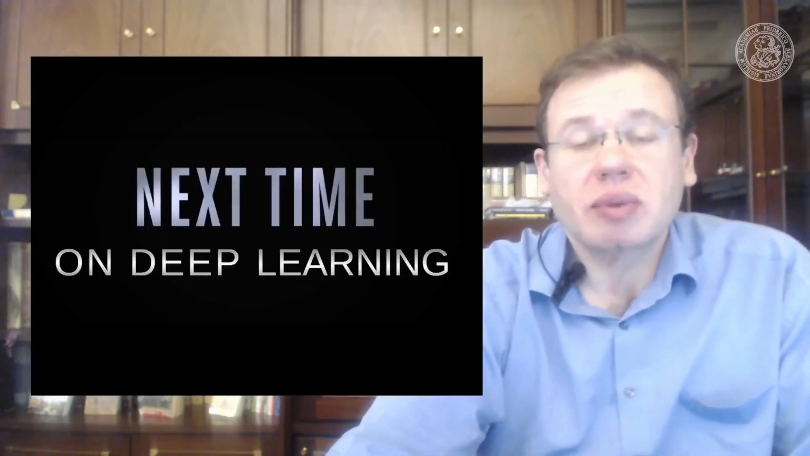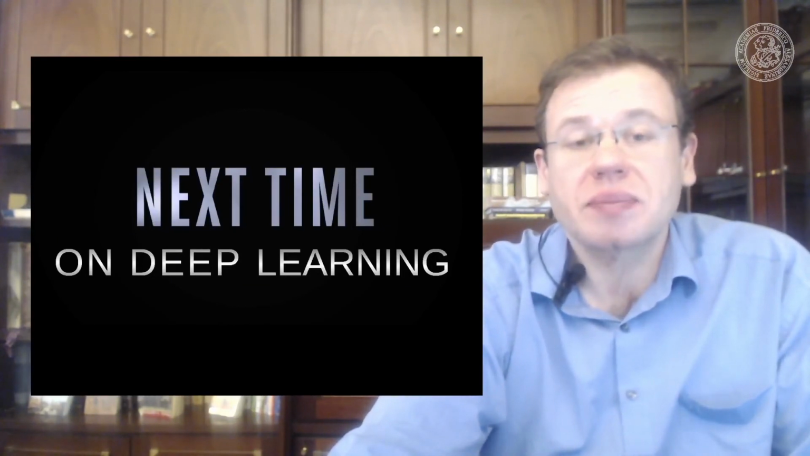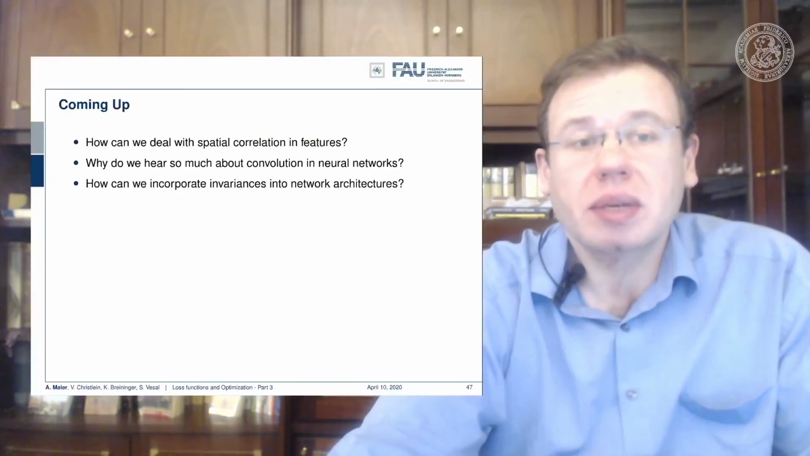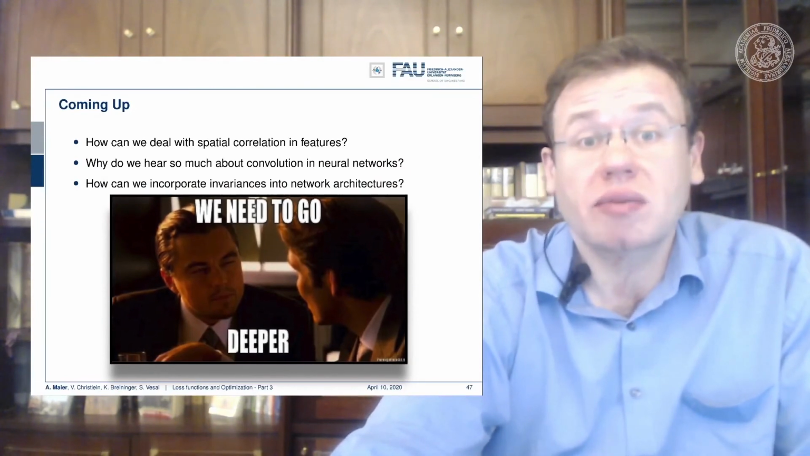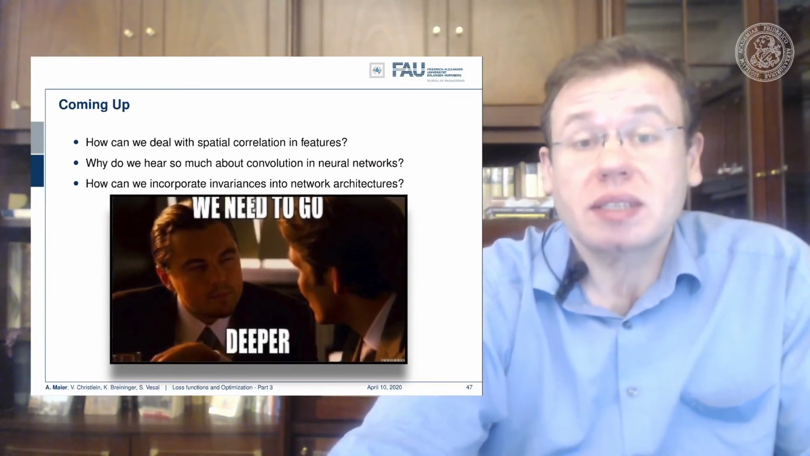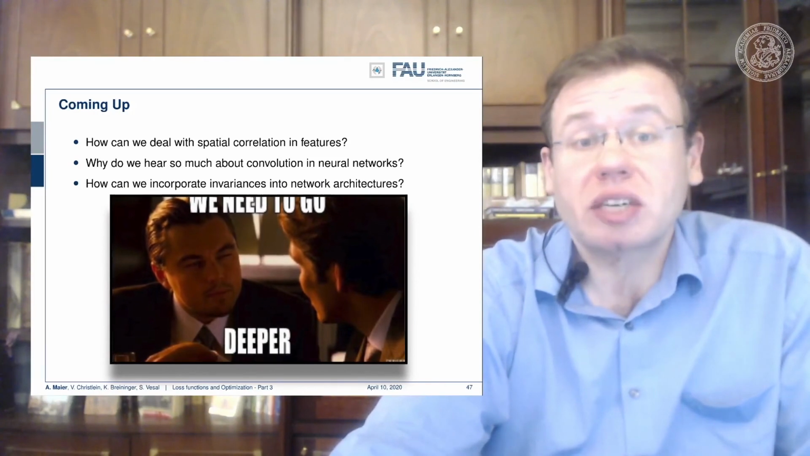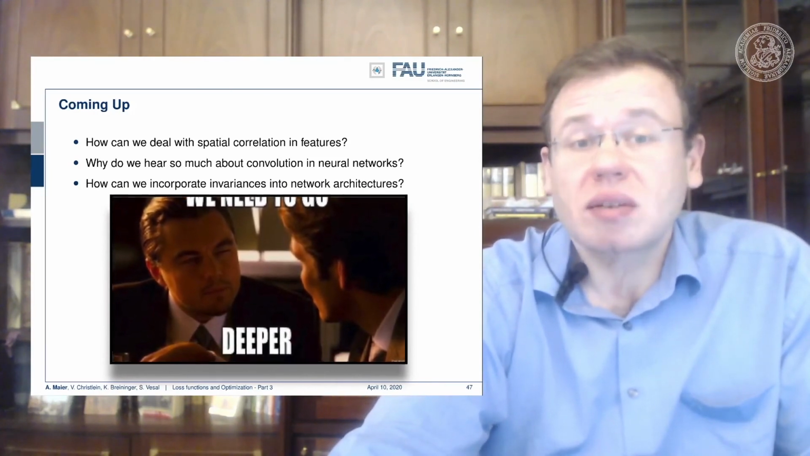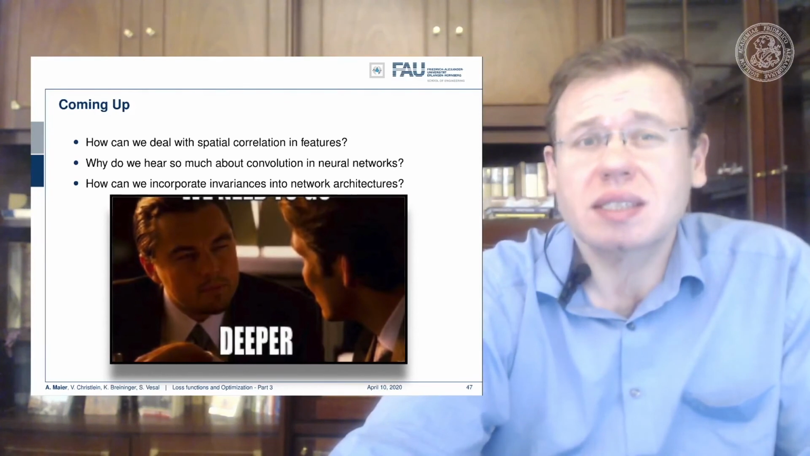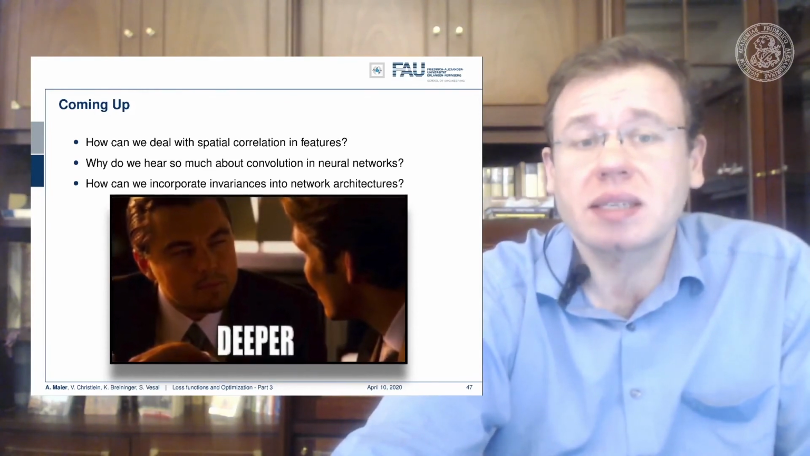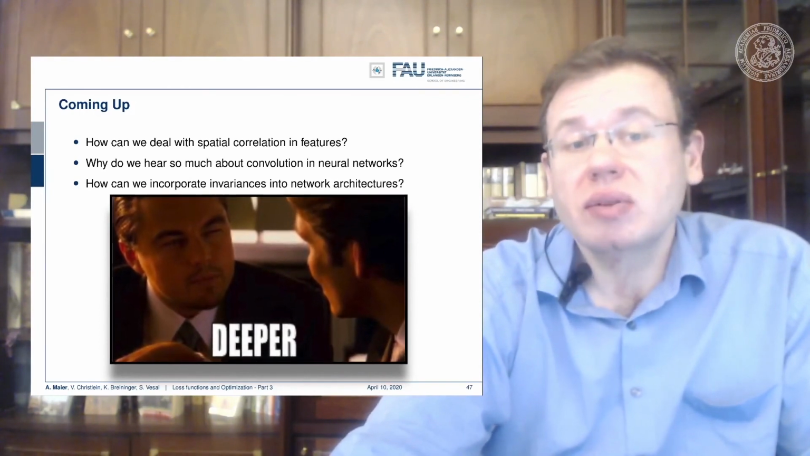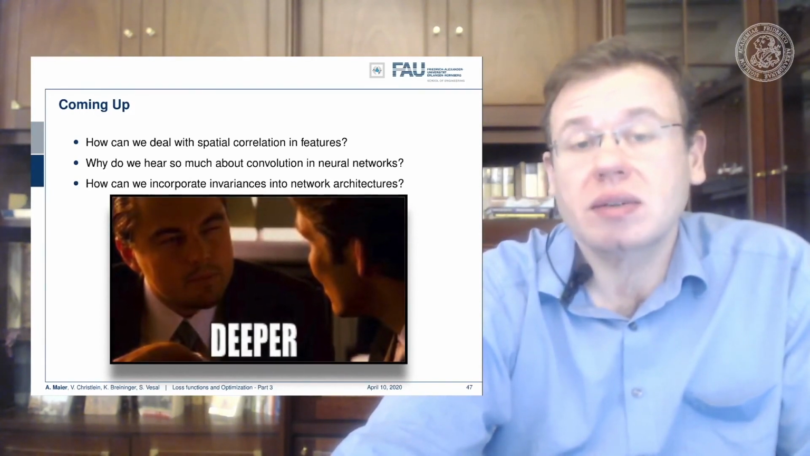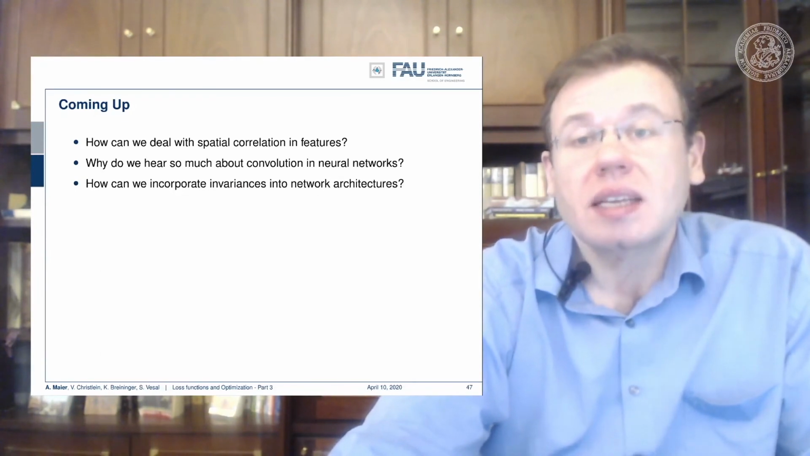Okay, so this brings us towards a short outlook on the next couple of videos. What is coming up is, of course, the actual deep learning part. We haven't discussed deep learning at all so far. So one problem that we still need to talk about is how we can deal with spatial correlation in features. We hear so much about convolution in neural networks. Is this a good idea? Why is it? How is it implemented? And then, of course, one thing that we should think about is how to use such invariances and incorporate them into network architectures.